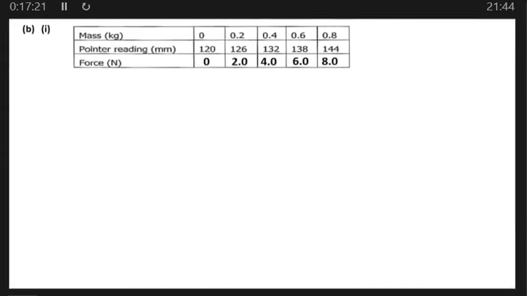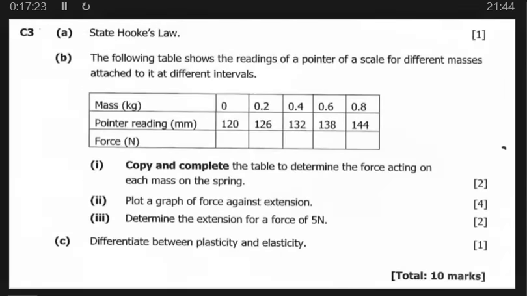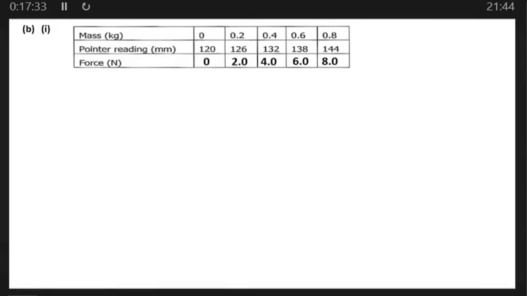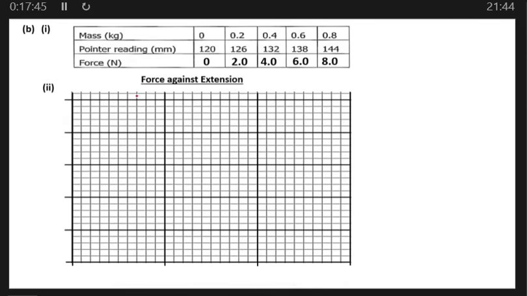The other part of the question that we should look at is part 2, which says plot a graph of force against extension. So come to the plotting of the graph of force against extension. What we are supposed to plot is force against extension, and then bring our graph here.